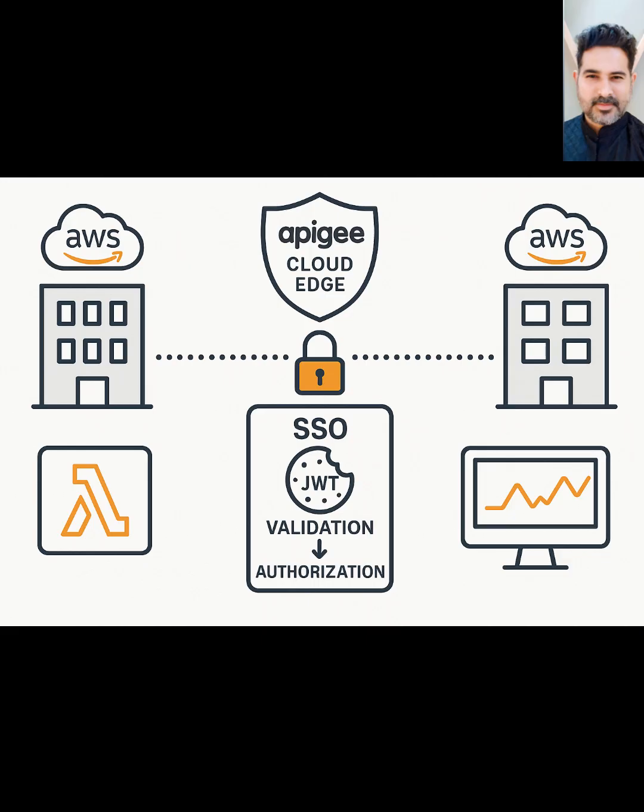I'm building this secure bridge between two companies, both on AWS, and it's all about sharing data and rendering in UI. To make it happen, we're using Apigee Cloud Edge as the super secure gateway. Think of it as a controlled access point.